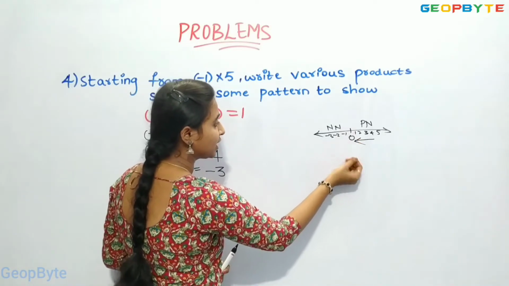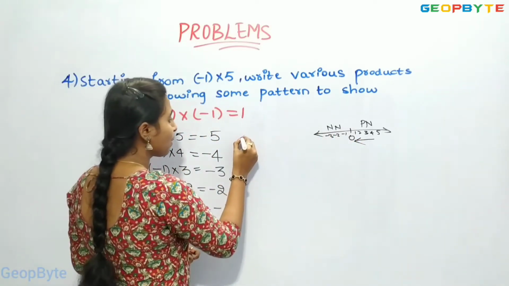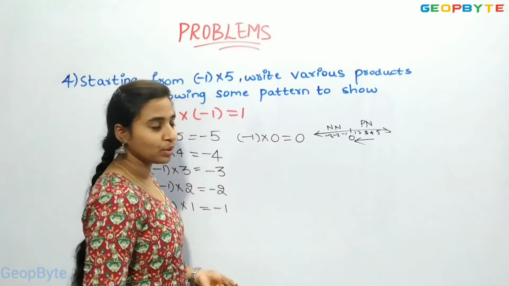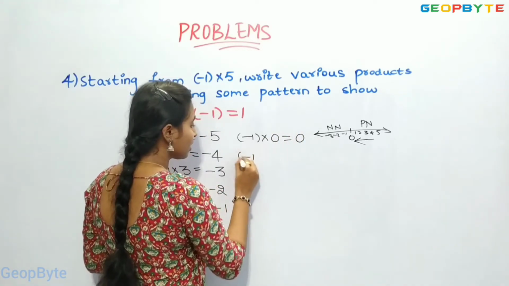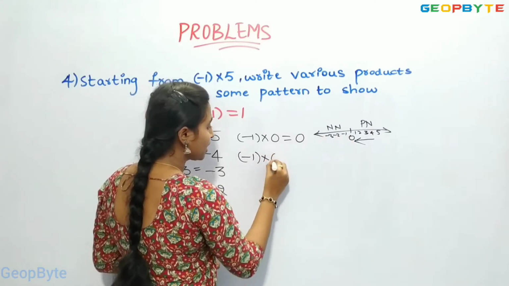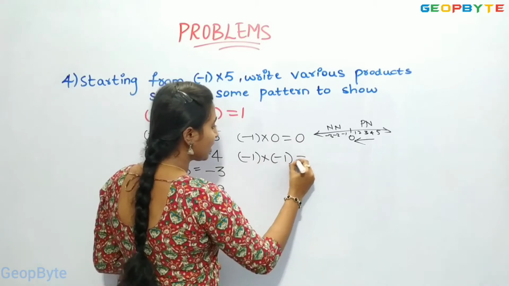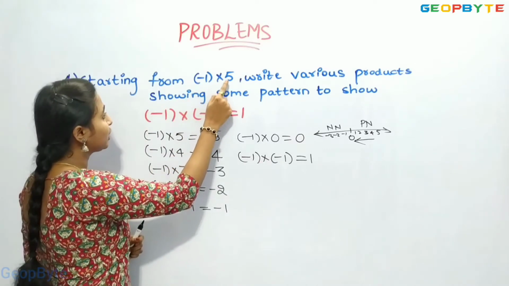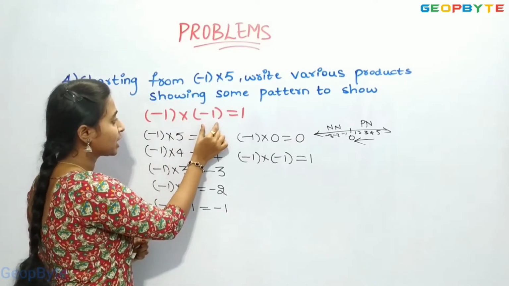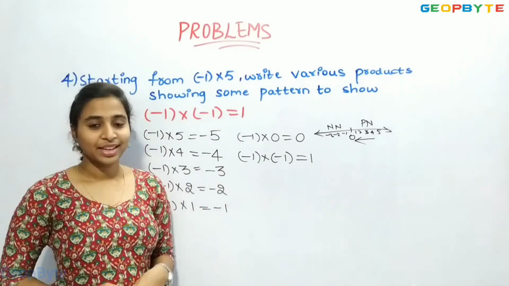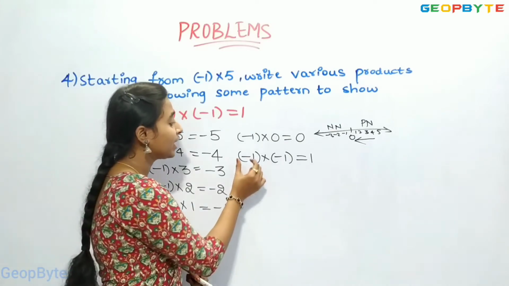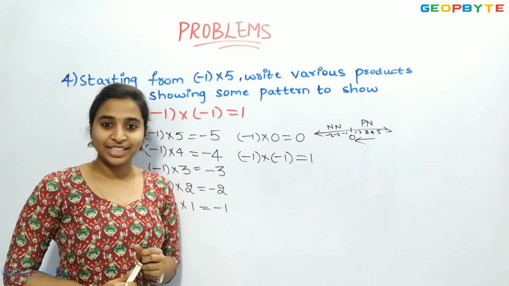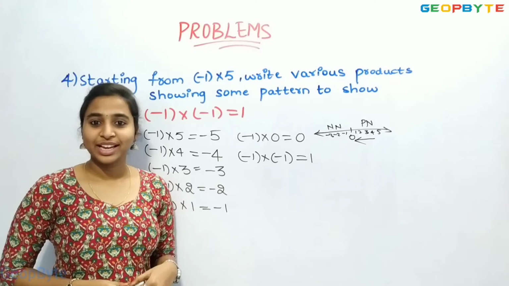After completing the positive integers, we have 0 in between, that is minus 1 into 0 is equal to, obviously, 0, right? Now let us see the negative integers which start from minus 1. Minus 1 into minus 1 is 1, right? We have completed the pattern starting from minus 1 into 5 until minus 1 into minus 1 equal to 1. Here we can say that when any two negative integers are multiplied, we will get a positive integer. If a positive integer and a negative integer are multiplied, we get a negative integer.